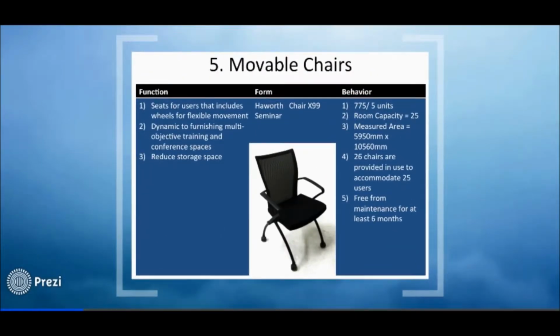Next, we have some movable chairs. They provide seats for users and include wheels for flexible movement. They are dynamic for furnishing multi-objective training and conference spaces. Since they're movable, they reduce storage space. There will be 26 chairs provided to accommodate 25 users.